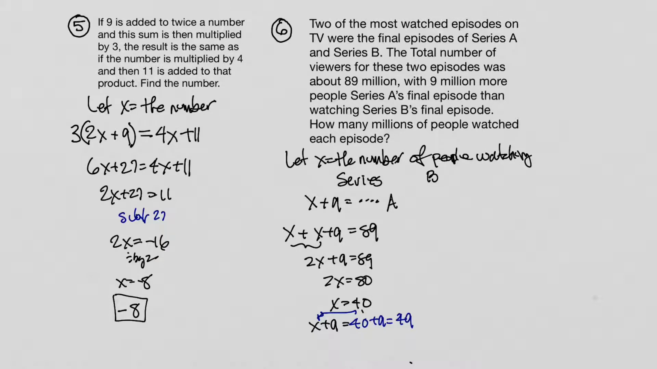So let's state our answers. How many people watched Series A? How many people watched Series B? Well, Series A, that's this 49, right? That's the x plus 9. That's the number of people watching A. So that's our 49. 49 million watched A. And what is just x? X is 40. That's the number of people watching Series B.